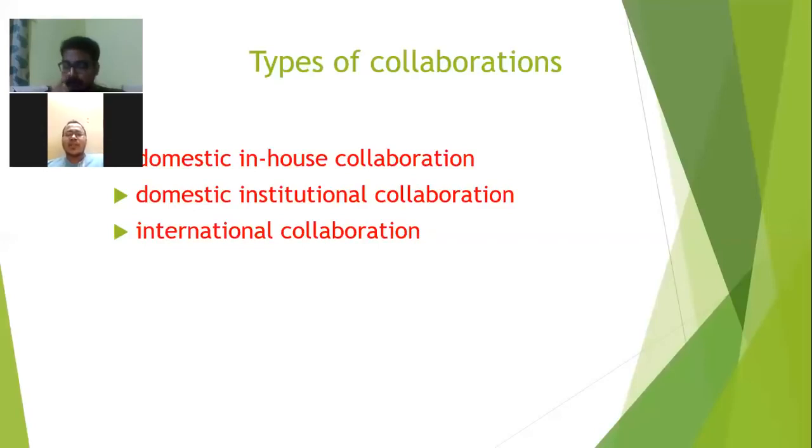That's why, in this domestic in-house collaboration, you will find those who are doing PhD, those who are working in private or government organizations, a number of faculty members and research scholars who are working in other areas. If you discuss your topic with them, and their topic, new kinds of thoughts will come out. That will help you to proceed.